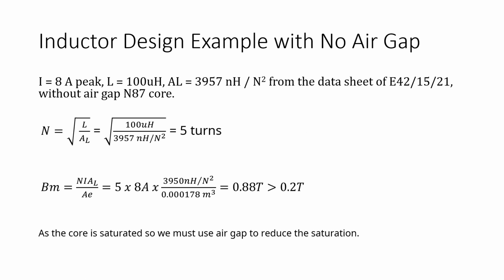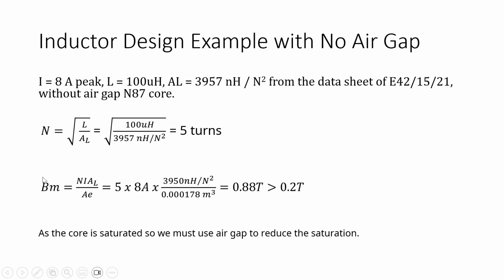So here I have shown an inductor design example with no air gap. I've used a current of 8 ampere peak, and this is my inductance, and this is the AL value of the core with no air gap. I am using this type of core, and the material of the core is N87. So if we use the formulas which we have derived, we get 5 turns.